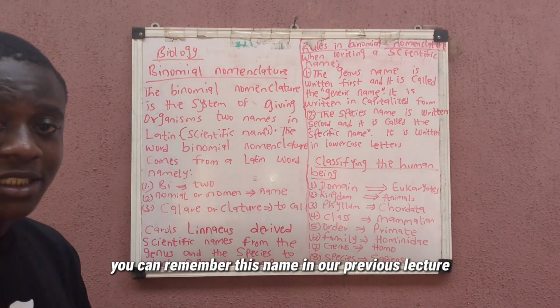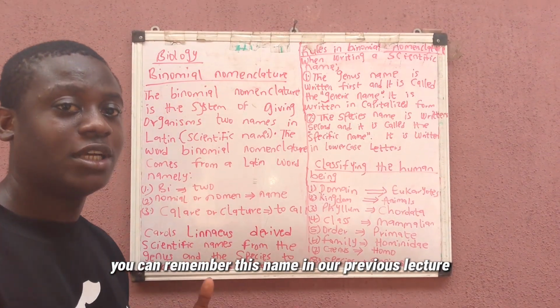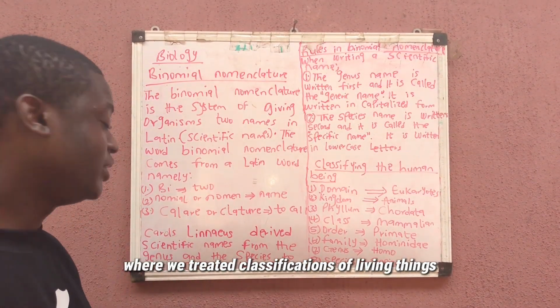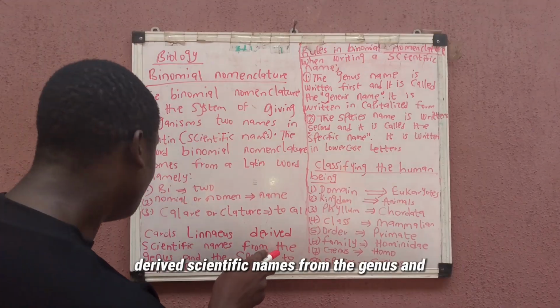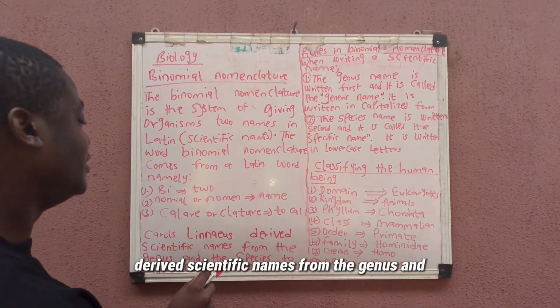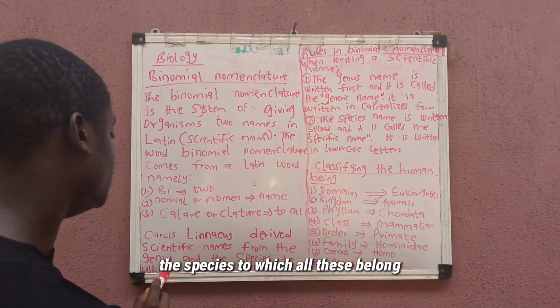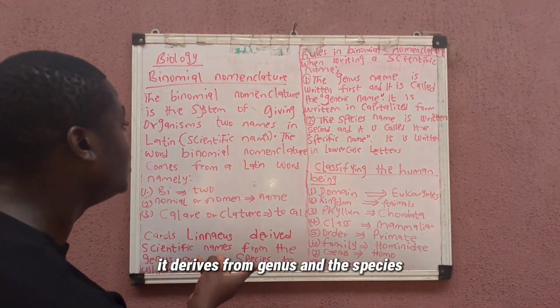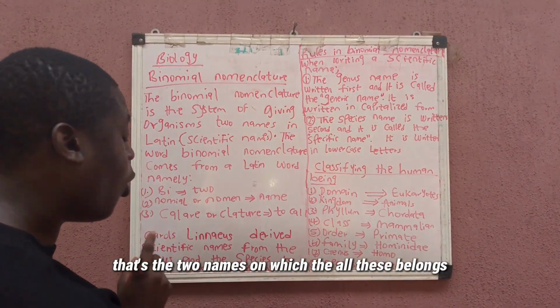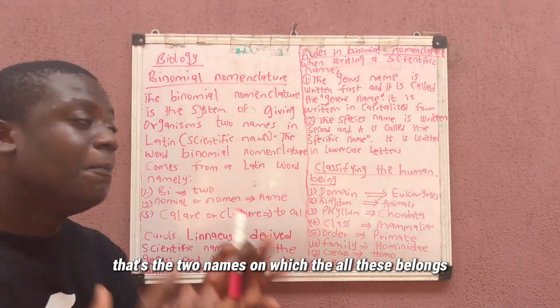Carlos Linnaeus, you can remember this name from our previous lecture where we treated classifications of living things. Now, this man, Carlos Linnaeus, derived scientific names from the genus and the species to which organisms belong. He derived it from genus and the species. That's the two names to which the organism belongs.